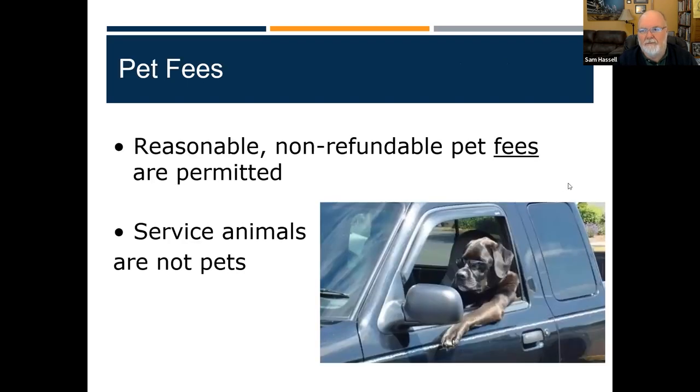Pet fees. Reasonable, non-refundable pet fees are permitted. But if something is a service animal, they are not pets. So therefore, if somebody has a bona fide service animal, they are not pets. And let's not get into a discussion about service animals or emotional support animals. Fair housing is very, very liberal about emotional support animals. It could be virtually anything.